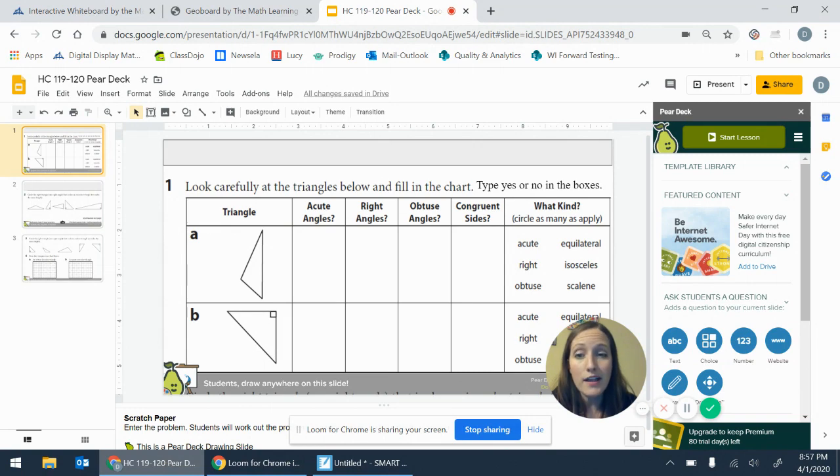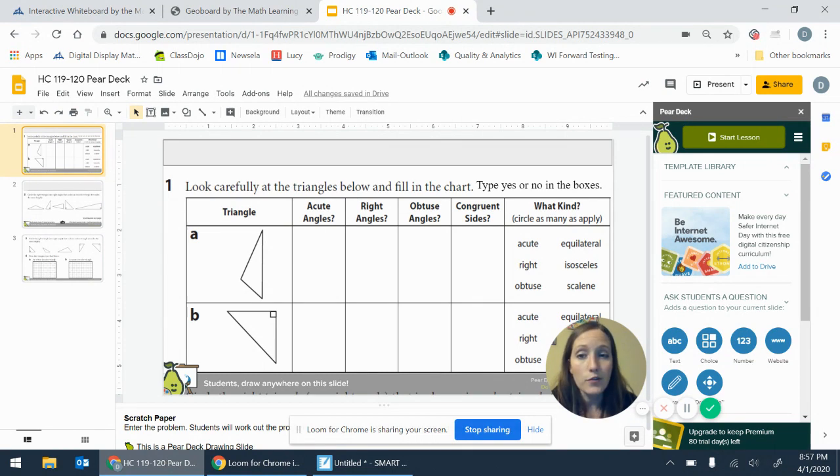So as you look at triangle A, you're going to ask yourself, does it have acute angles? If it does, you type yes. If it doesn't, you have to type no. Does it have right angles? Yes or no. Does it have obtuse angles? Yes or no. And does it have congruent sides, which means equal sides?